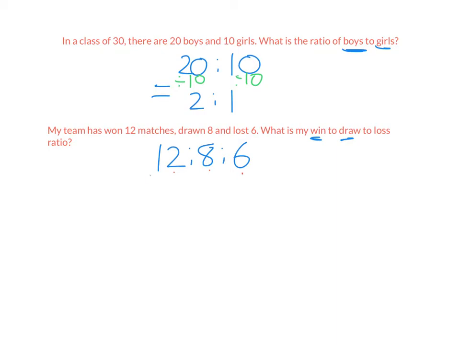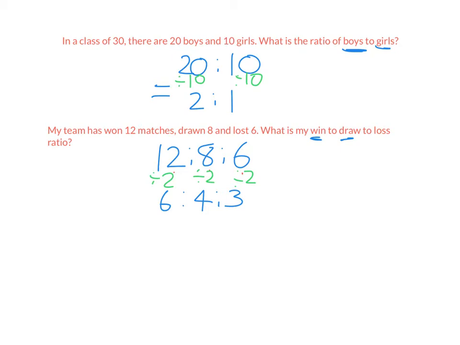So I'm going to divide each number in the ratio by 2. So 12 divided by 2 is 6, 8 divided by 2 is 4, and 6 divided by 2 is 3. So my win to draw to loss ratio is 6 to 4 to 3. So when you're simplifying ratios, divide each number in the ratio by the highest common factor.